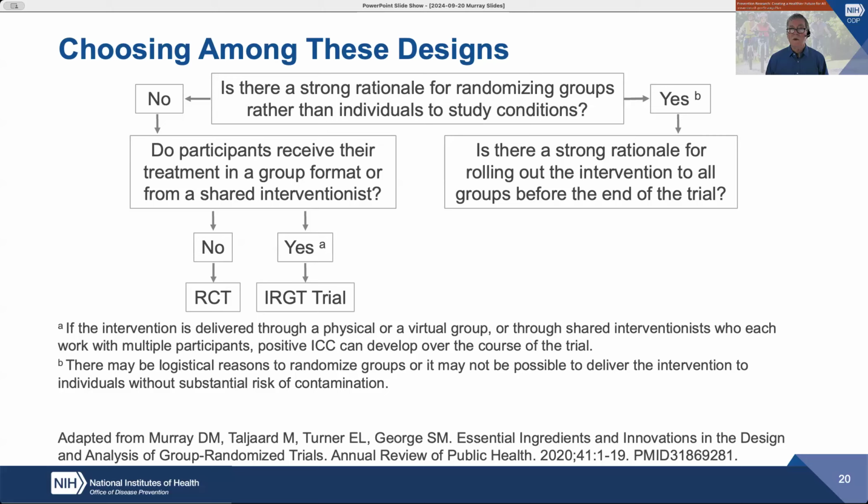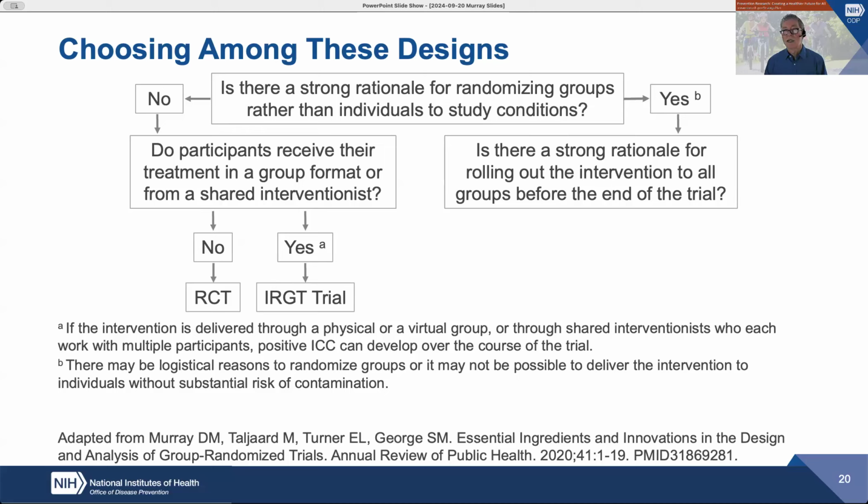If there's a strong rationale for randomizing groups rather than individuals, and the usual rationale is you're worried about contamination. The reason that we do school-based studies, randomizing schools, is that we know that the students in the school are going to interact with one another. And if we try randomizing individuals, participants in the intervention arm are likely to talk to participants in the control arm over the course of the day, or certainly over the course of the year, the school year. So to avoid contamination, we randomize whole groups or clusters, in that case, schools.